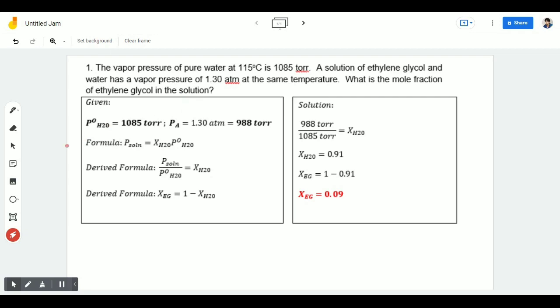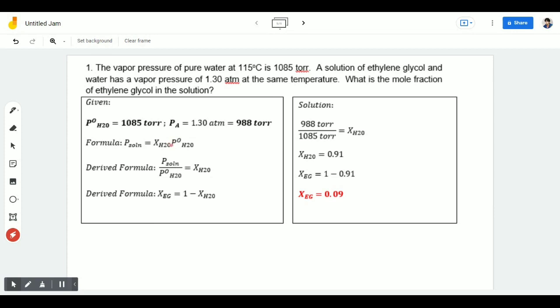So yung vapor pressure of the pure solvent, which is yung pure solvent dito is yung water. Yung symbol niya is yung P raised to O H2O. And dito sa problem, ang given niya is 1085 torr. Then next given is yung P sub A, or ito yung partial pressure of the solvent vapor above the solution.